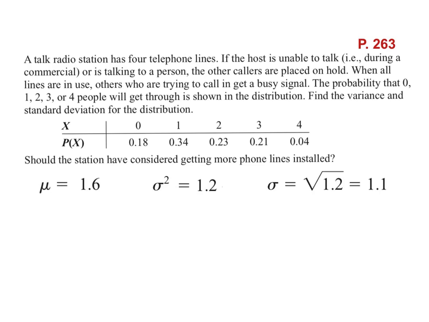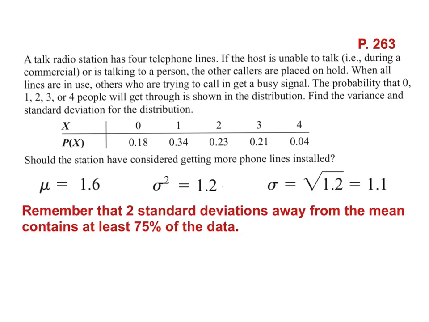Now, here's why we're going to use this. Remember the standard deviation, do you remember Chebyshev's theorem? 1 minus 1 over k squared. Remember that 2 standard deviations meant that at least 75% of the data was contained within those 2 standard deviations. So let's remember that. Write that down if you don't remember it. It's right there. So here's why we need to know this.